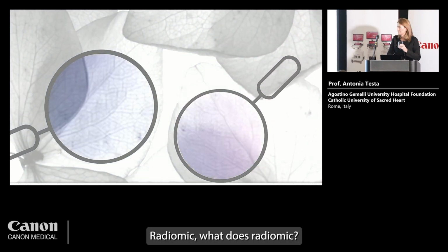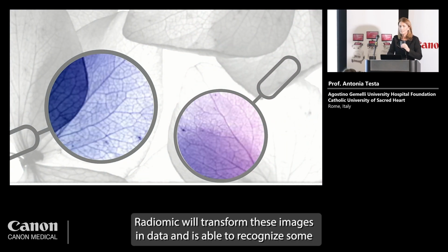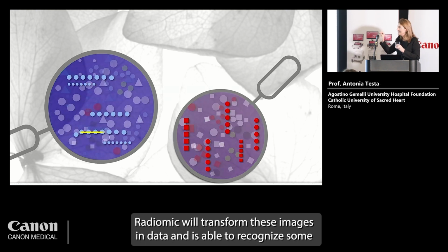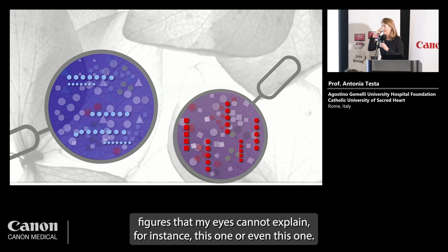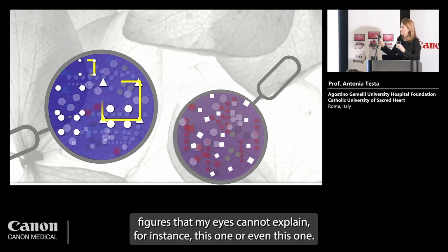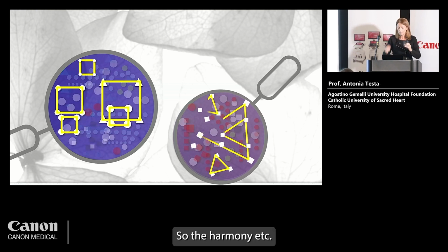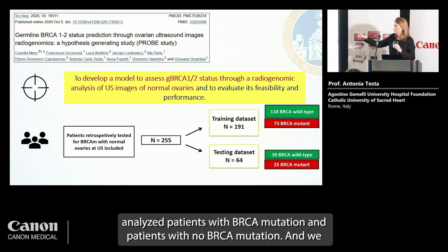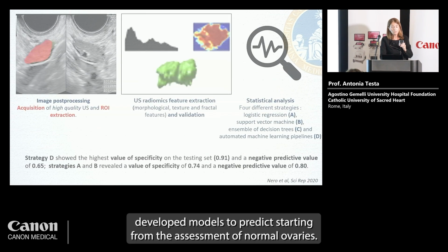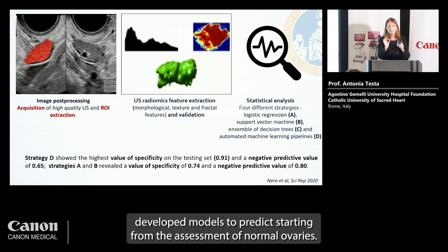Radiomic, what does radiomic do? Radiomic will transform these images into data and is able to recognize some figures that my eyes cannot explain. For instance, this one or even this one. So the harmonic, etc. So we have been working on that. In particular, in this paper, we analyzed patients with a BRCA mutation and patients with no BRCA mutation, and we developed models to predict starting from the assessment of normal ovaries.